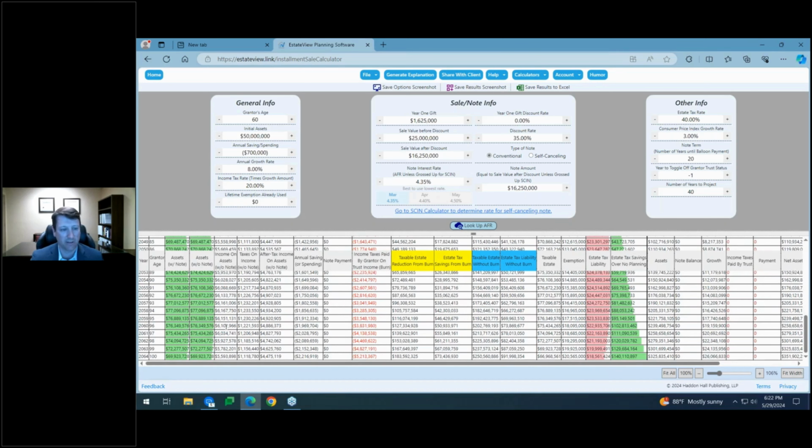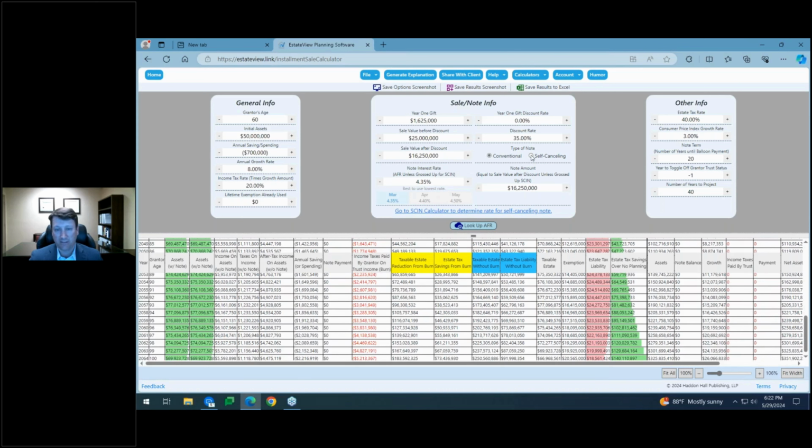So some other things that we can show here is we could do a self-canceling note. So if the grantor died during the term, the note would automatically cancel and not need to be repaid, which can show some more additional estate tax savings. You need to increase the interest rate for that self-canceling installment note, a risk premium that would apply for the trust taking the risk that the grantor dies. So you have to go to our SCIN calculator to determine the rate for the self-canceling note, and then you can input that in here.